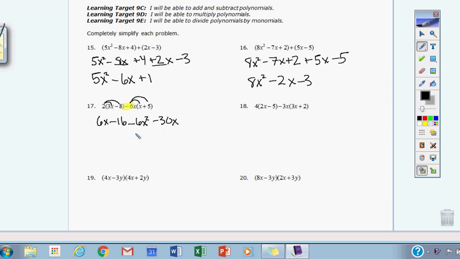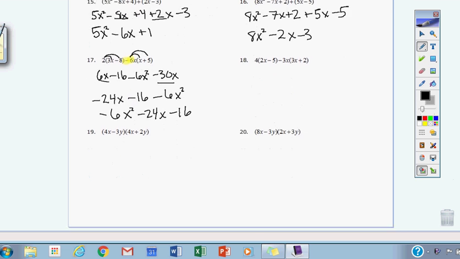And then we combine like terms. You can put these in any order. If you go left to right, we really have 6x and negative 30x. That combines to negative 24x. Minus 16 and minus 6x squared. That's the exact same thing as if somebody wrote negative 6x squared minus 24x and then minus 16, because you keep the signs the same in front of every term. As long as you do that, you are good. All right, next one, 18 is very similar to that one, so I'm going to skip that one.